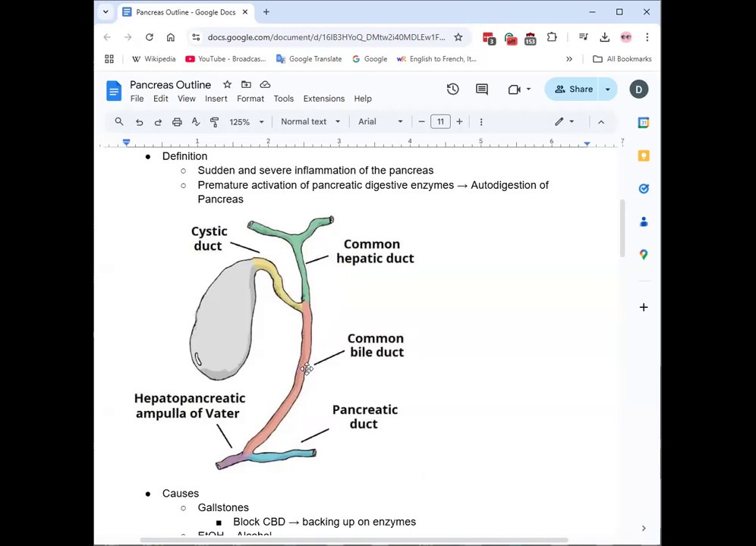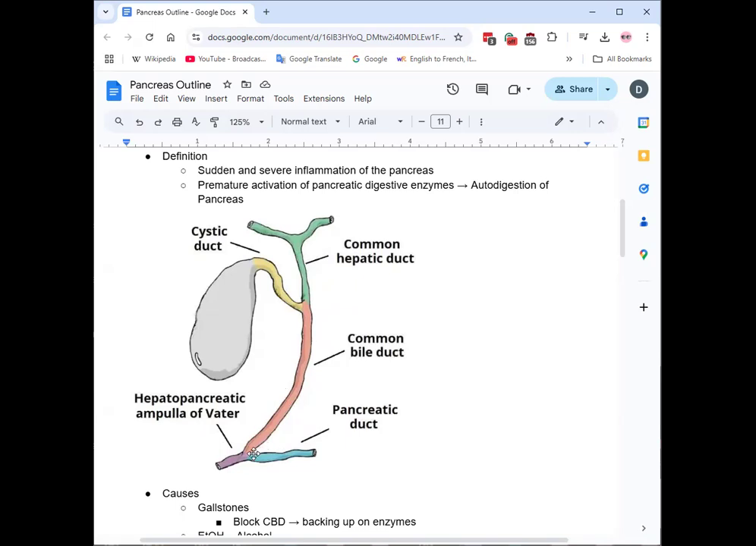If it gets stuck here, then in the common bile duct, this one connects to everything. That's why it's called a common bile duct, because it essentially connects to all three of them at the same time. Connects here, here, and here. If you get stuck here, that's when you can have kind of a triple issue.